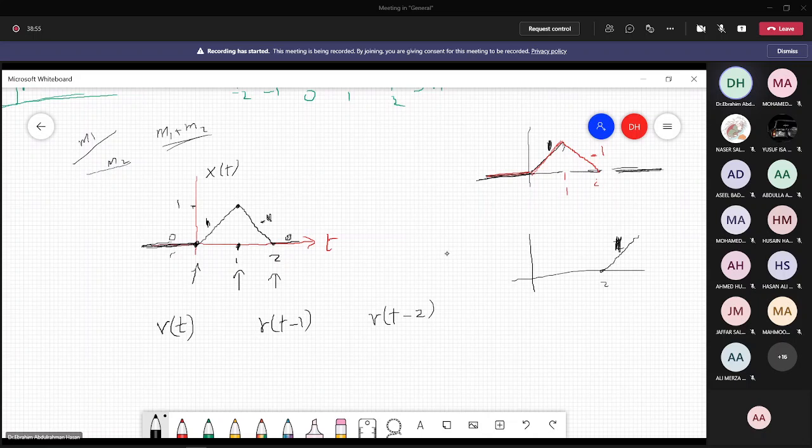Okay, always do this. It is m2 minus m1: second slope minus the first slope. So here it becomes 1 minus 0, which is equal to 1. Here it is -1 minus 1, so it is -2. Here it is 0 minus -1, so it is +1. This is the shortcut method.